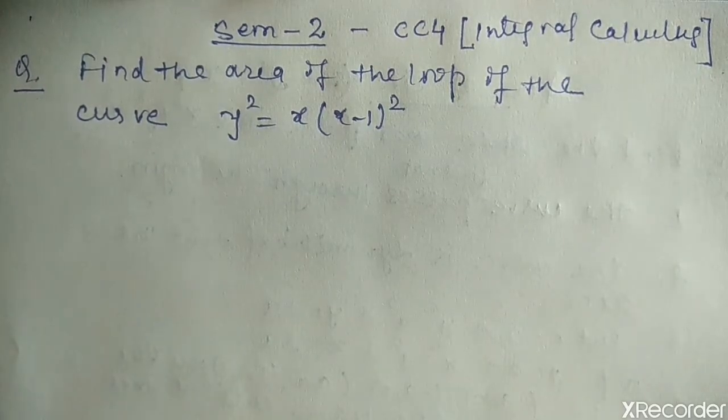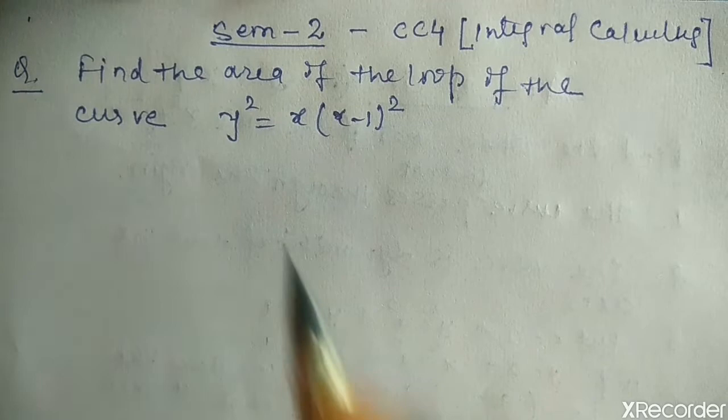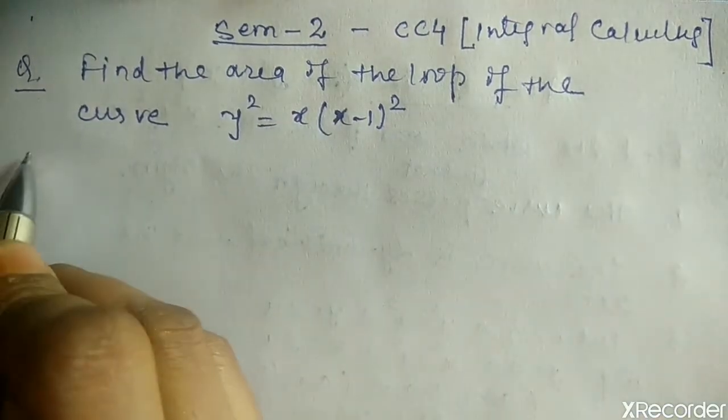Today we discuss some more problems from the chapter Area of Curves. Here we have taken the question: find the area of the loop of the curve y square equal to x into (x minus 1) whole square. Okay, so let us see the solution.